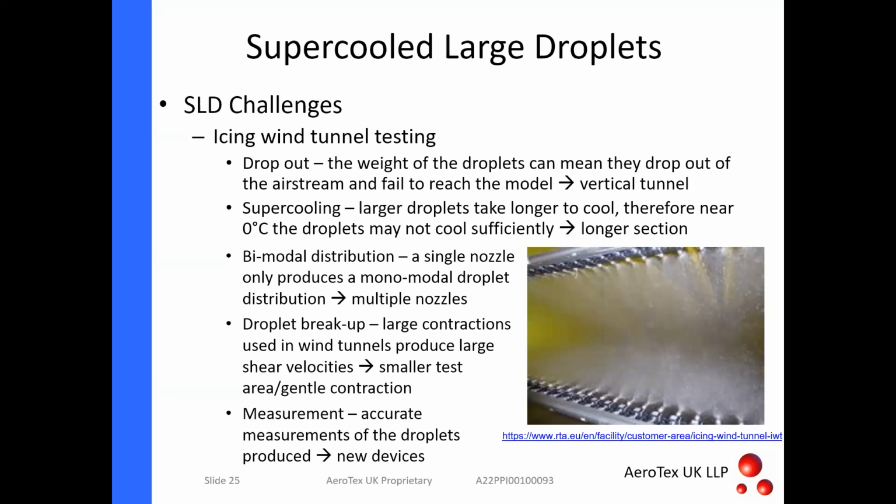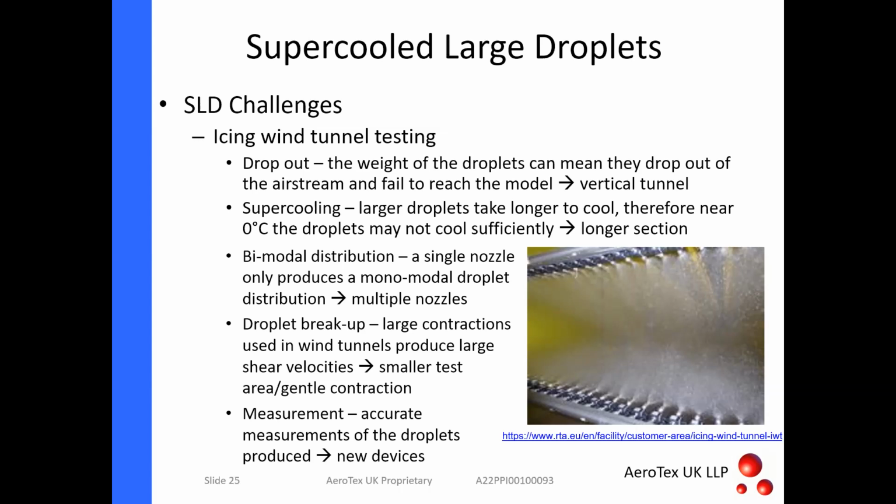So in terms of the challenges from an aerospace engineer's point of view, trying to clear these aircraft, there's the icing wind tunnel testing. The picture here shows a spray bar system within an icing wind tunnel, using similar spray nozzles to those shown earlier. Because of the size of these droplets, you can end up with the droplets effectively falling out of the airstream, and they'll just land on the floor of the tunnel before they even reach the test section.